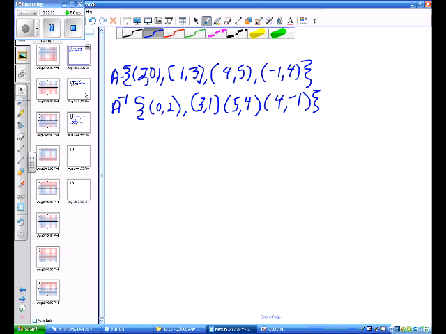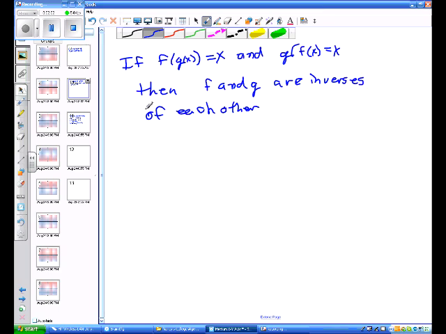Now, one way to tell if we have inverse functions is if we take f of g of x and we get x for the answer, and then we do g of f of x, our composition, and we get x for the answer. Then f and g are inverses of each other. And so what we would write there would be that f inverse of x equaled our g of x.